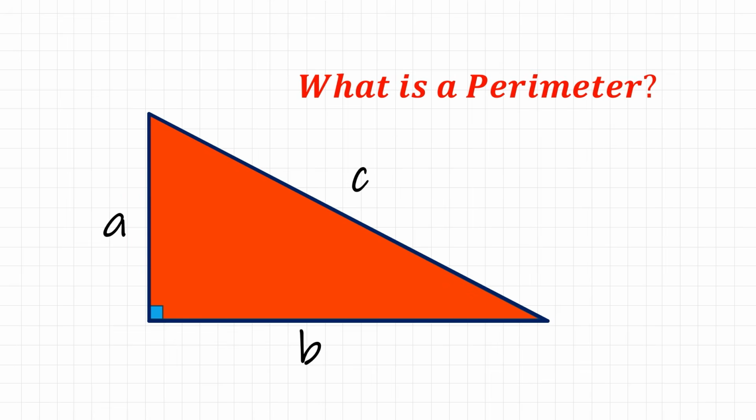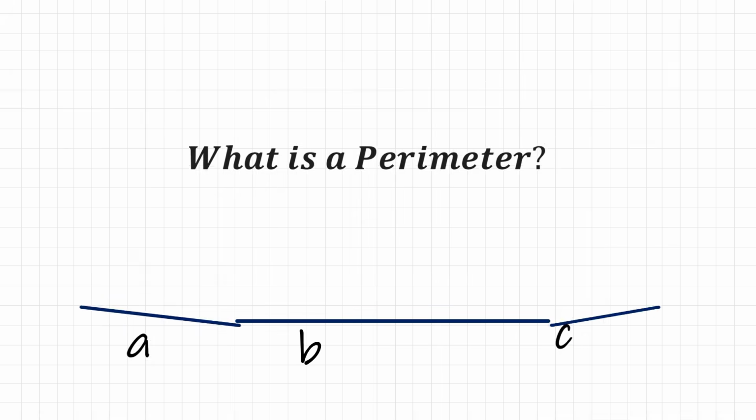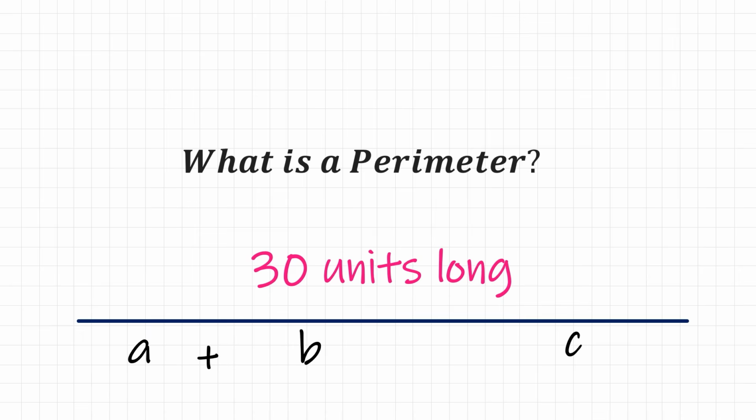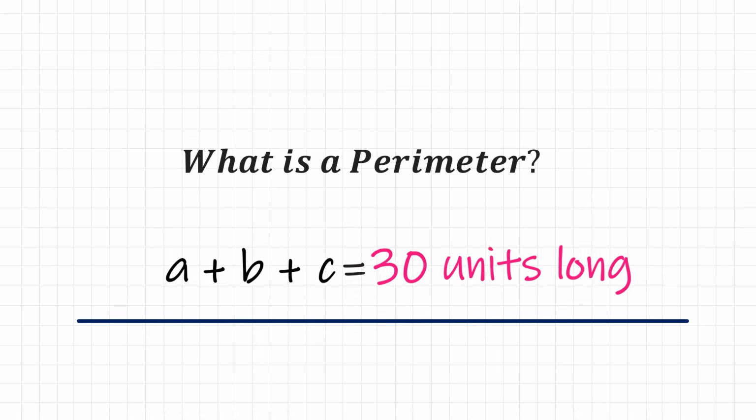What does a perimeter of 30 actually mean in physical space? Imagine taking the three solid sides of this triangle, unhinging them at the corners, and pulling them flat end to end. That single continuous line is exactly 30 units long. This visual instantly locks in our first mathematical truth. A plus B plus C must equal 30.